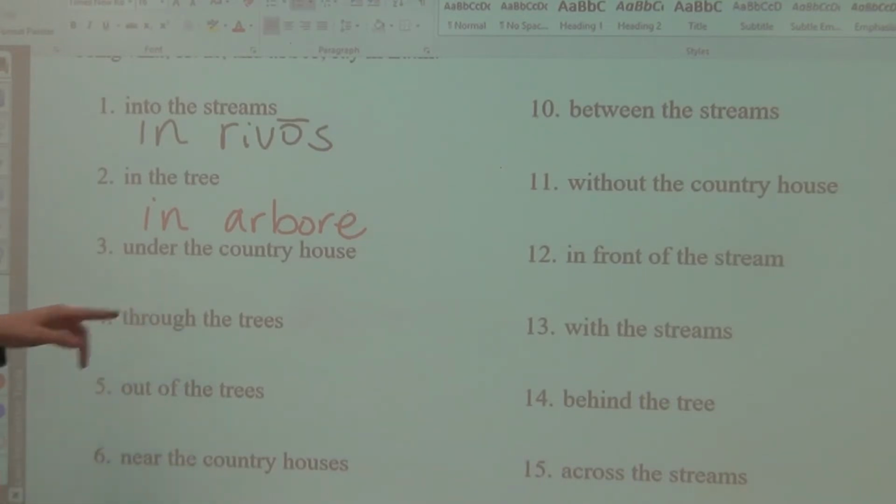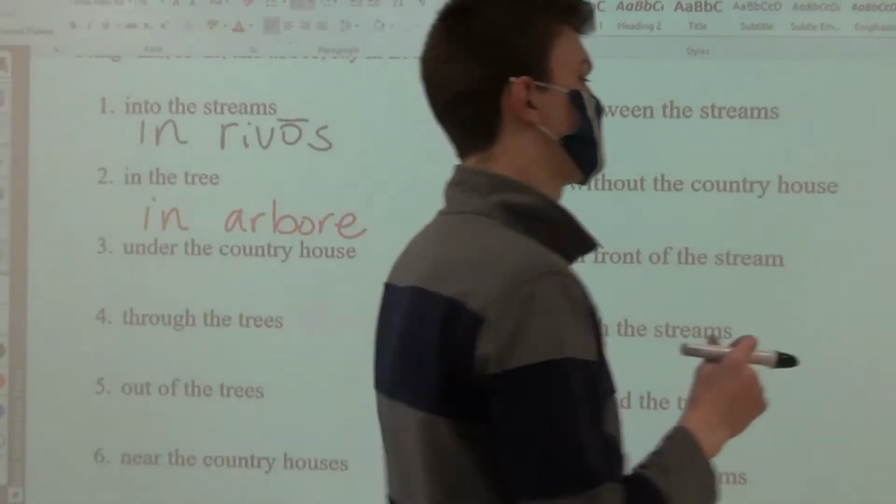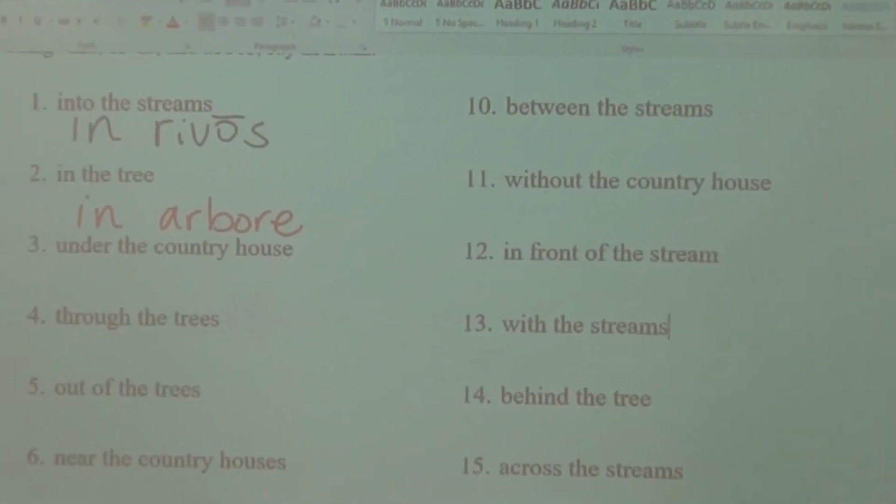Next one, under the country house. So let's go ahead and look at the chart to see what under means in Latin.